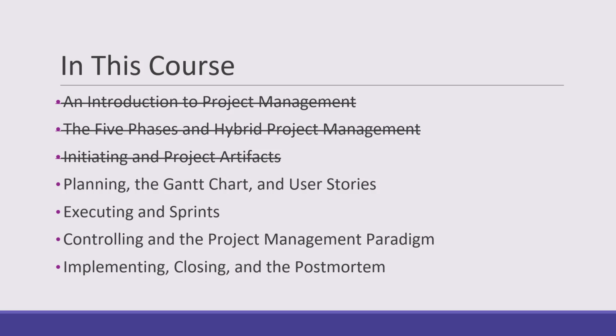Previously, we walked through our 5-phase model of hybrid project management, and in the next video, we're going to continue our deep dive into each of the phases of this model. Planning is the next phase in the model, and we will also be discussing 2 of the most important artifacts included in any project, the Gantt chart and the list of user stories.